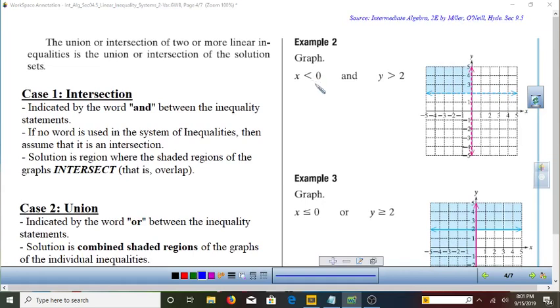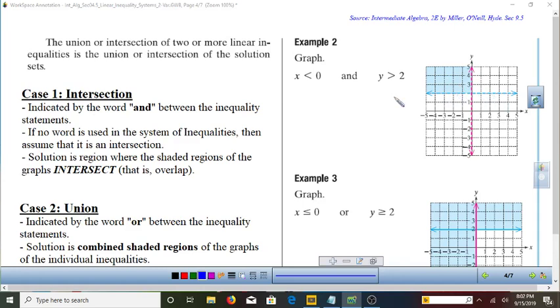I have x is less than 0 and y is greater than 2. What I'll do is graph x is less than 0, which is the graph of x equal to 0, which is the y-axis. It's a dashed line because it's just a strict less than, and we're shading to the left. So normally we'll be shading to the left of this pink line on the graph. Now when we go to the other graph, it's y greater than 2, which is a horizontal line, and since y is greater, we shade above.